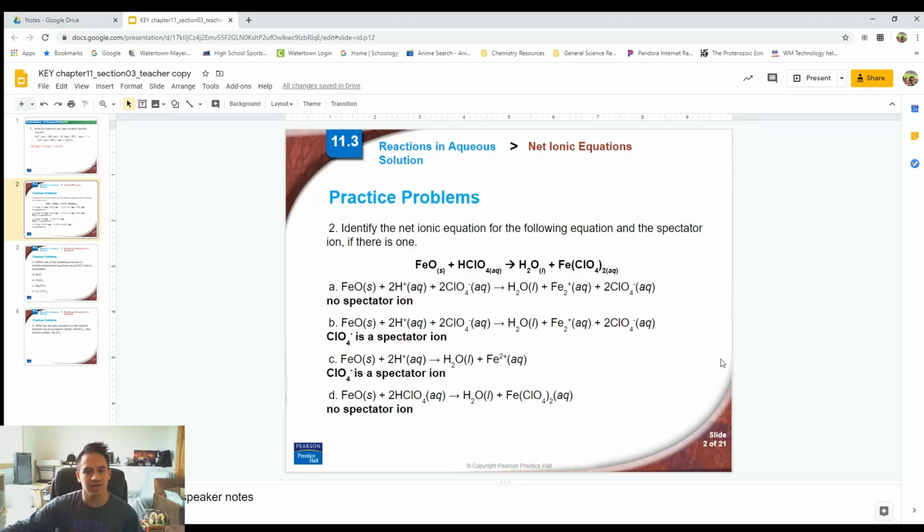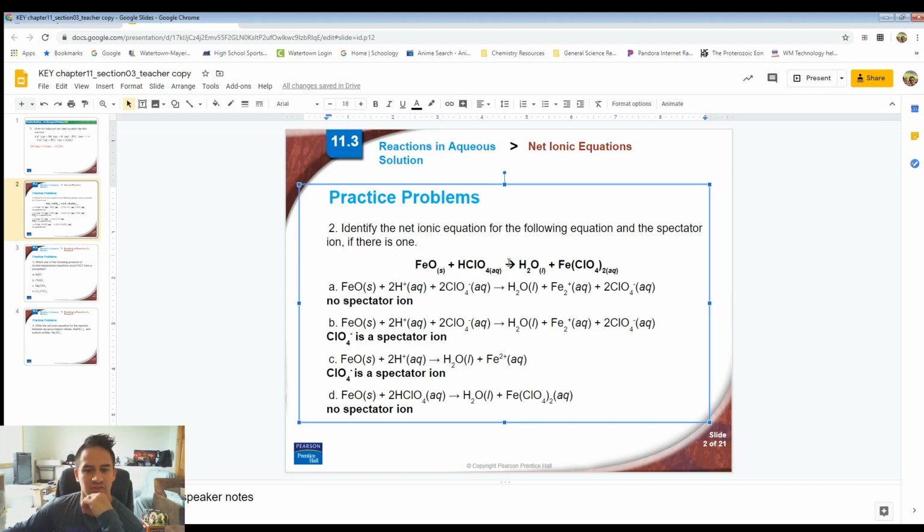All right, so let's take a look at number 2. Number 2 says identify the net ionic equation for the following equation and the spectator ion if there is one. First, I think we need to balance this. It doesn't look balanced to me. We have one iron on the left and one iron on the right, so that's fine. We have one oxygen here and one oxygen here, so that's good. But we have one H here and two H's there. So first we need to balance this equation, because otherwise this is going to be really confusing.